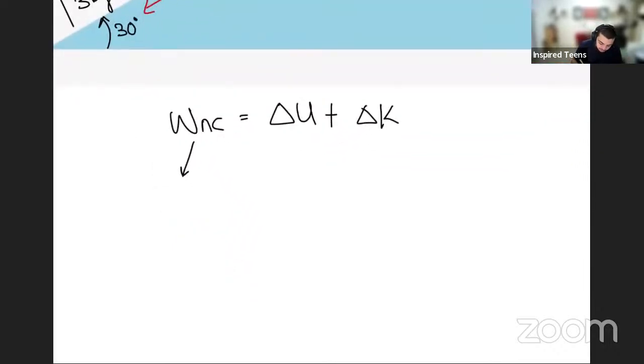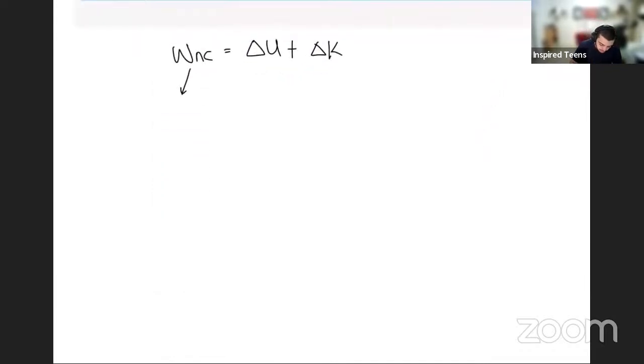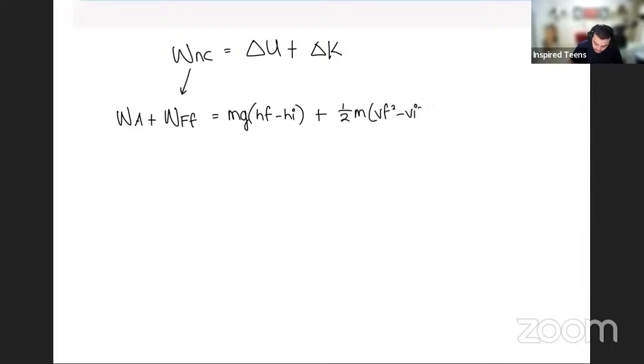So WNC. There are 2 non-conservative forces. The first of which is frictional force. The second of which is applied force. So work done by applied plus work done by the frictional force is equal to mg times H final minus H initial, plus half M times V final squared minus V initial squared. This is delta U and delta K, change in potential energy plus change in kinetic energy.